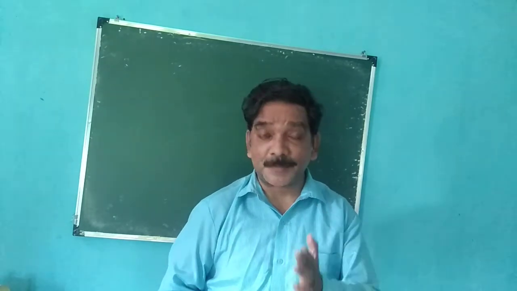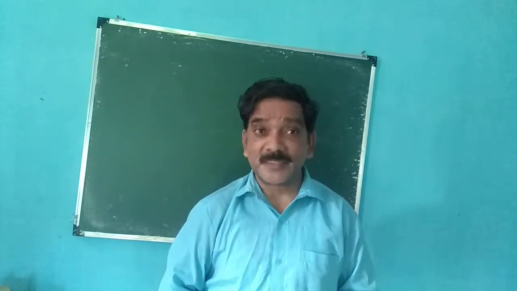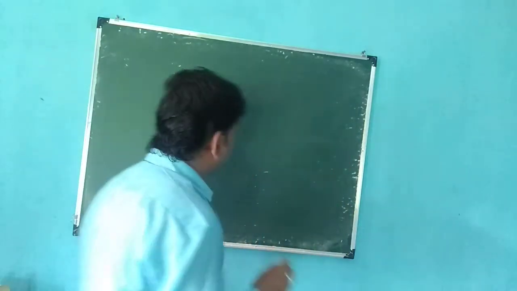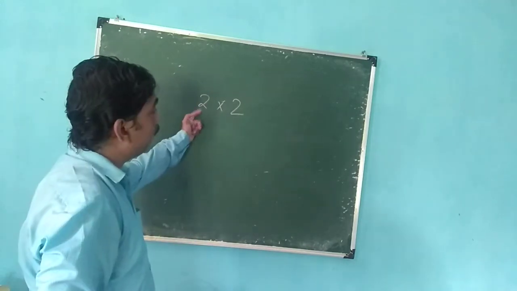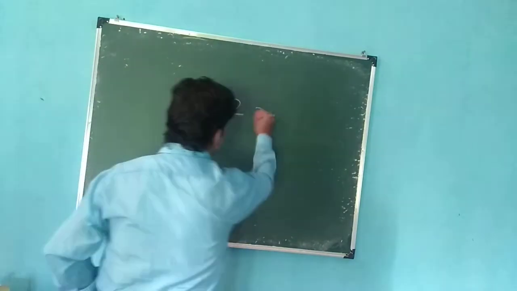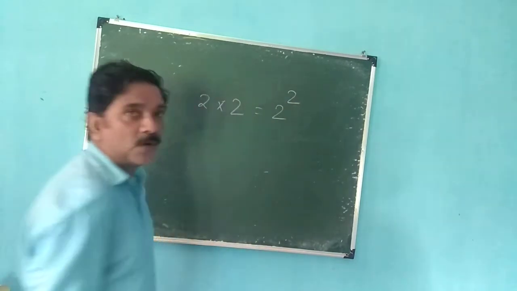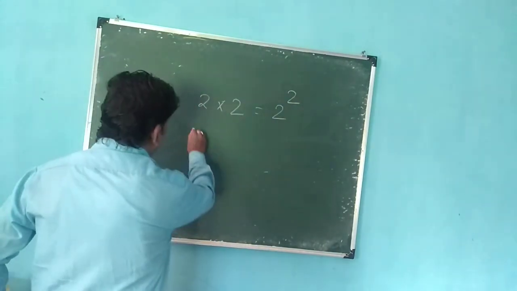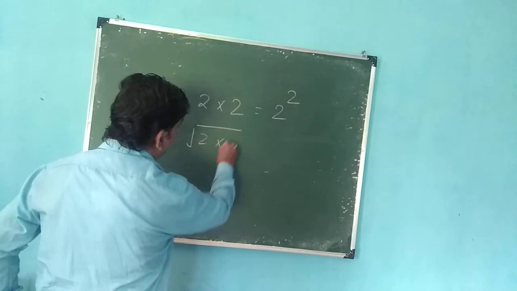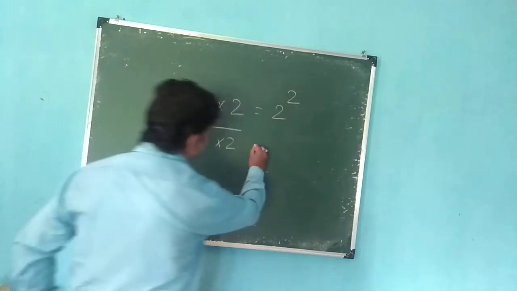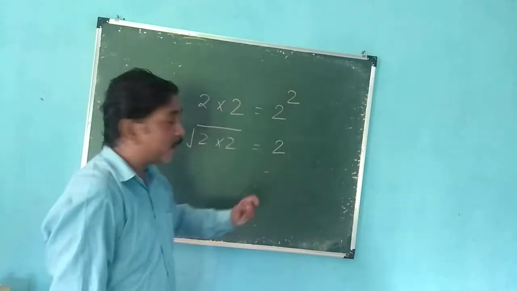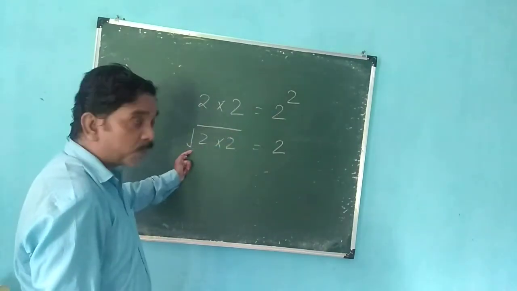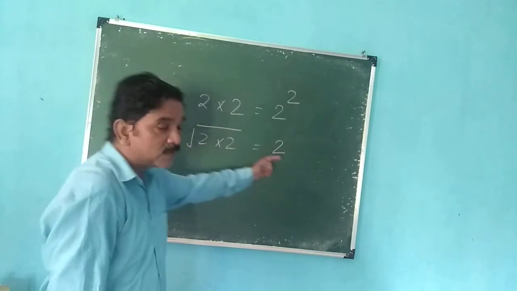In the last class, in the sense the last chapter of PT1, we dealt with squares. What is a square? Suppose I take a number and multiply it with itself. If I take the number 2 and multiply it with itself, it is 2 square. Alright. After that we also did square root. What is square root? This symbol stands for square root. So this is 2 into 2, 2 square, and the root over it is the square root of 2 into 2, which is 2.